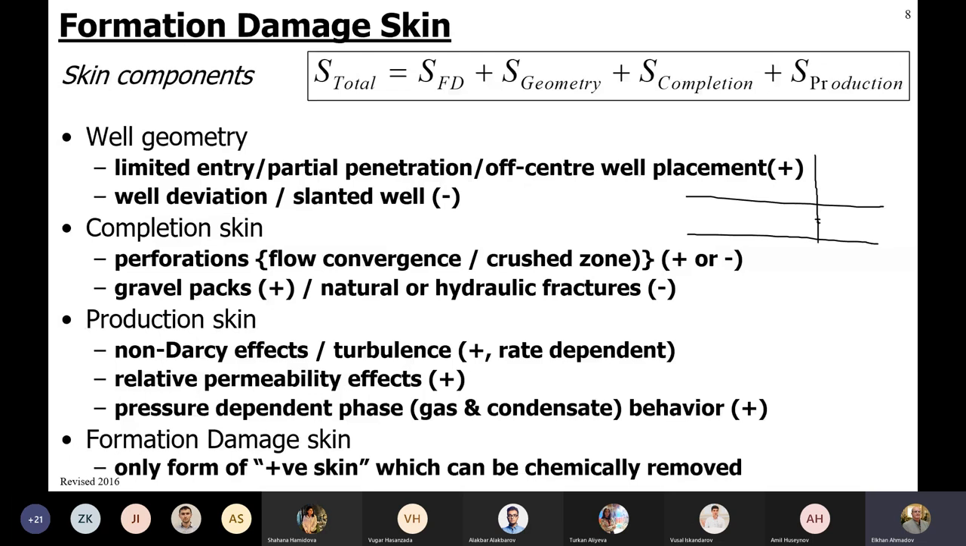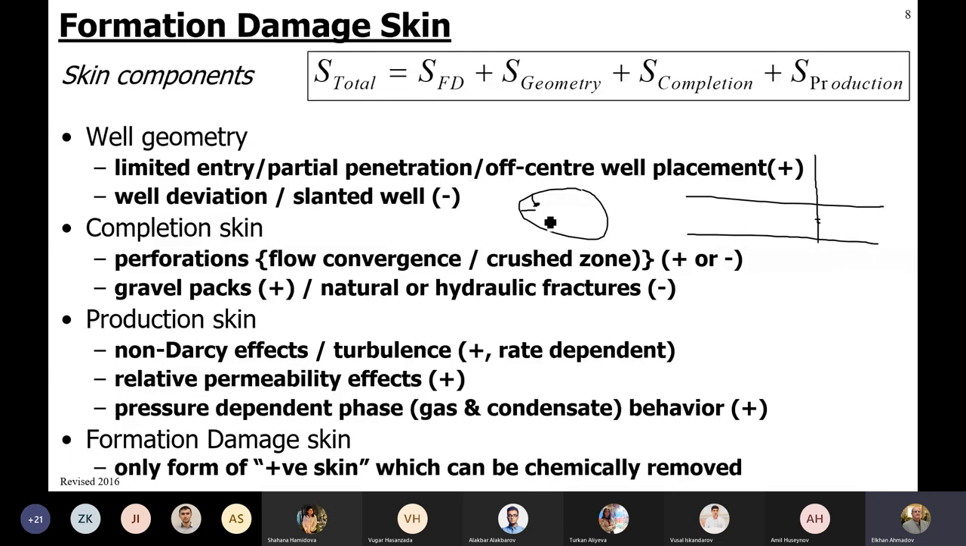Off-center well placement means if we have a reservoir of some form, and if you place the well here, then this is the off-center well placement, and of course this will affect the productivity of the well because of this distance, and this will be affecting the well productivity index. Completion skin is related to the perforations, flow convergence, crushed zones or gravel packs installed, natural or hydraulic fractures.